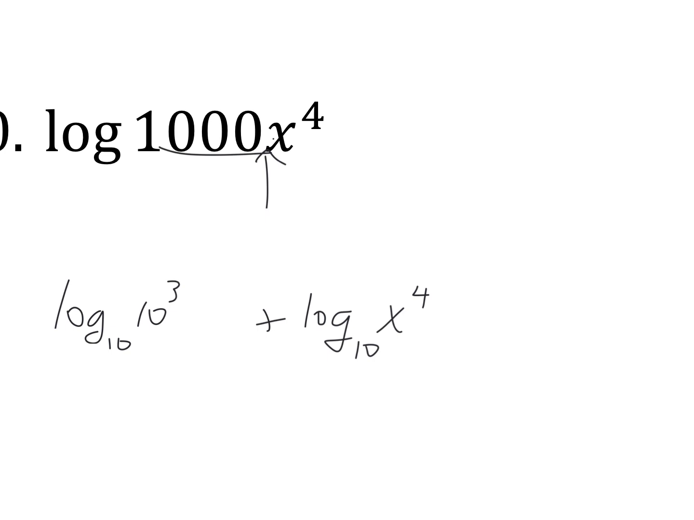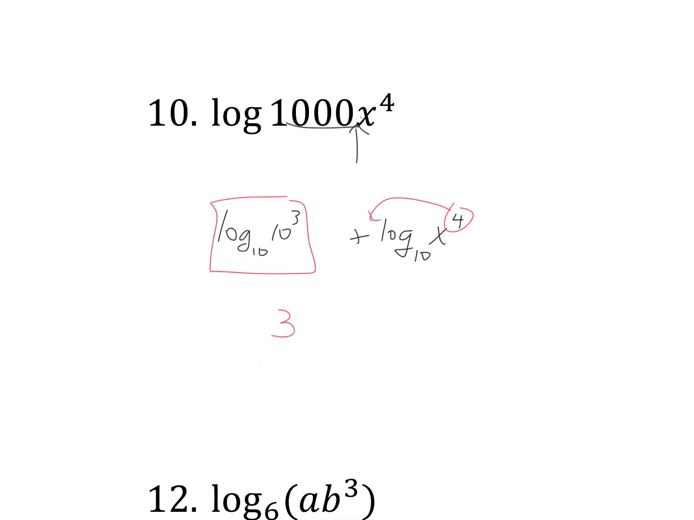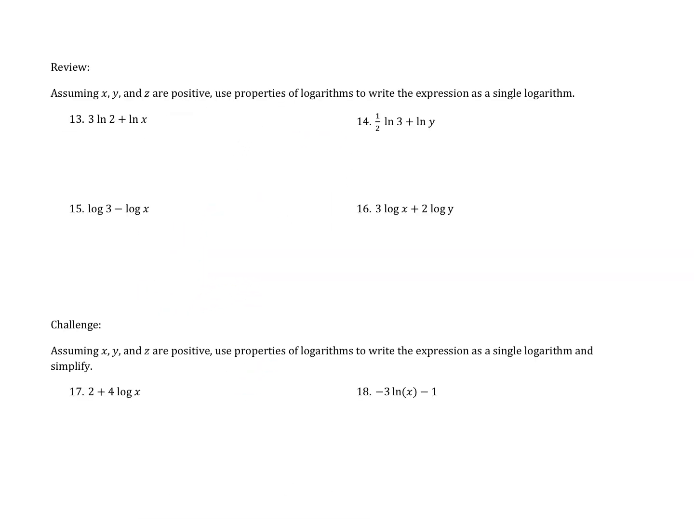And am I done? No. This one, no point in even moving the 3 to the front because it just simplifies to 3. The answer is 3. Do you get that that is 3? But this one, the 4 can move to the front. All right, so there's some help on the front of the worksheet. Now the back side of the worksheet.